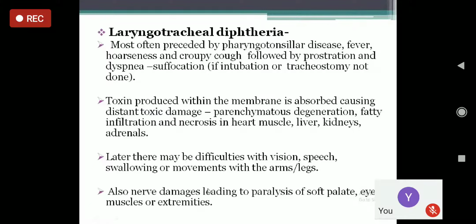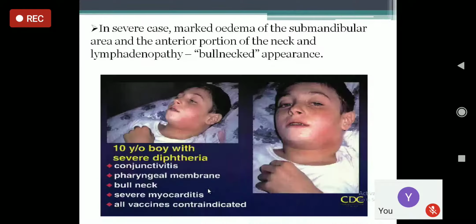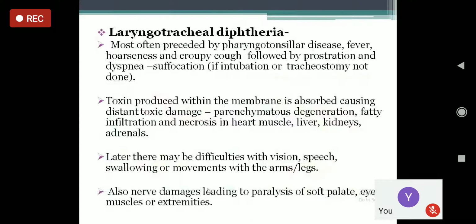Okay. The next type is laryngotracheal diphtheria. Laryngotracheal, as the name suggests, affects the larynx and the trachea of a child. In pharyngotonsillar diphtheria, it affects the pharynx and tonsils. Here, it will go further down, and it is most often preceded by pharyngotonsillar disease. So inflammation of the larynx and trachea will not be possible unless it affects the nose and pharynx.